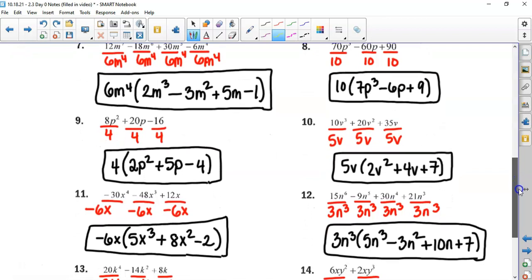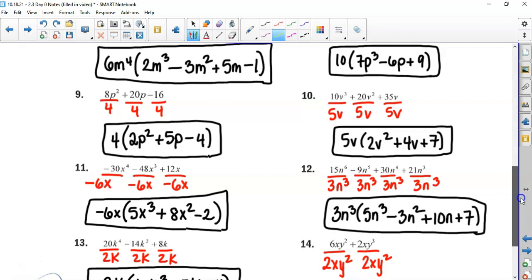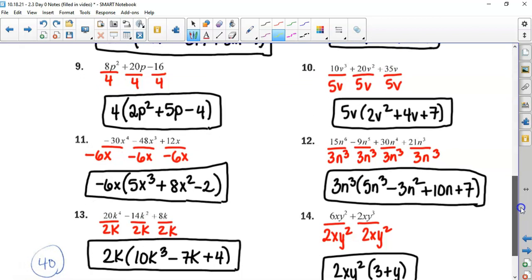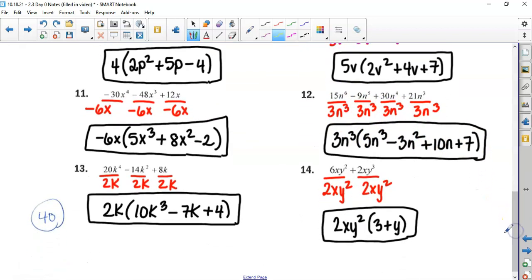Number 10, I'm able to factor out 5v. There's my answer. Number 12 is a great example. Yes, we have 4 terms, but nothing to worry about. Our process doesn't change. I'm able to factor out 3n cubed, and then very carefully, term by term, decide what remains inside your parentheses. Take a moment to check each term and each sign.